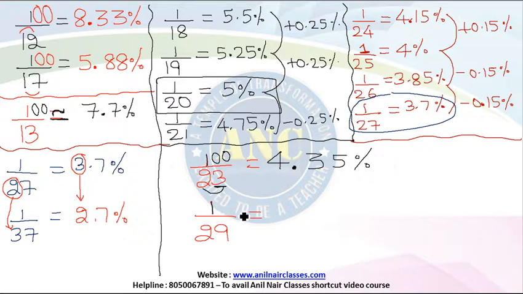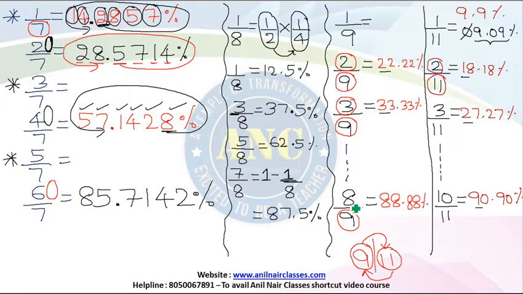Similar logic for 1 by 29. If you want to get the value of 1 by 29, the easiest thing that you can do is, in 1 by 23, replace the values of 4 and 3. You will get the value of 1 by 29 as how much? 3.45 percentage. Very important fraction to percentages conversions.